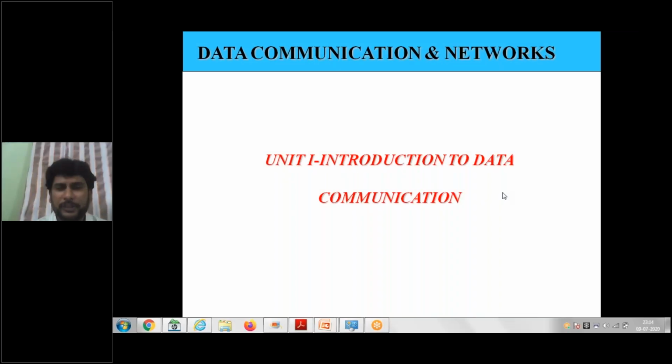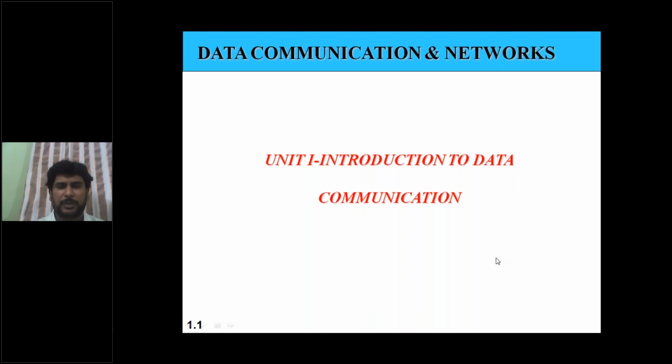Right. We'll start with the beginning of the first unit called Introduction to Data Communications. So here, let's start with what we mean by it. What do we understand by data? Then we'll start understanding the basic terminologies related to data communications. And then we'll try to understand what we mean by a network and the categorization of networks. First, let us start with a discussion of data.